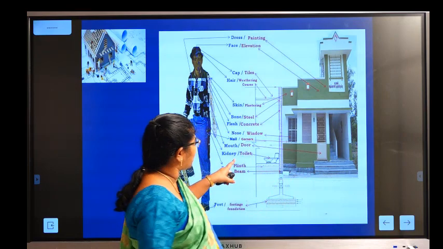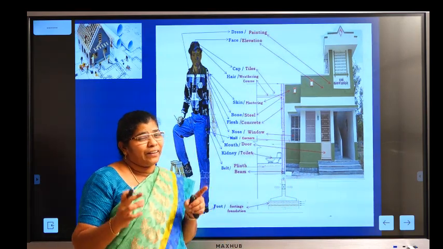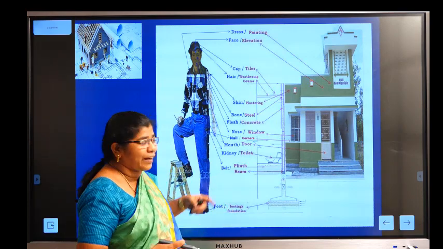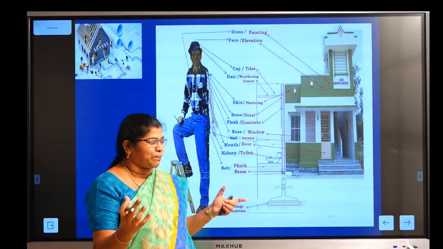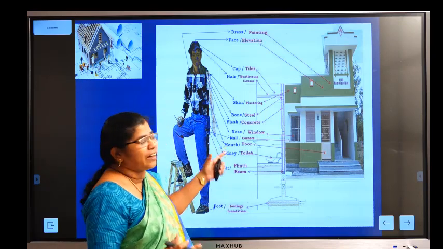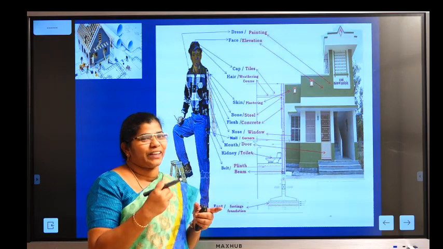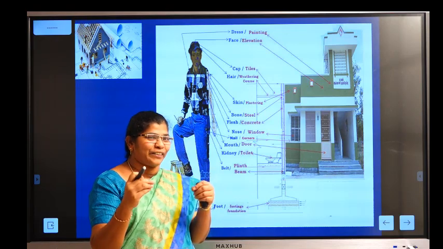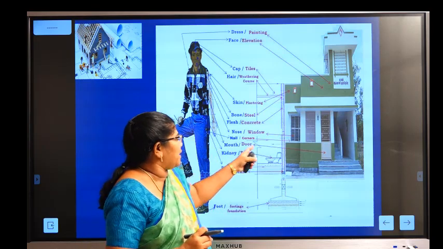Next we are going to see the toilet. Toilet is where the waste materials go, like the kidney. Toilet is made up of different materials, right? Then you are comparing the mouth with the door, right? Whatever goes into the building has to go through the door, right? So that is the mouth.